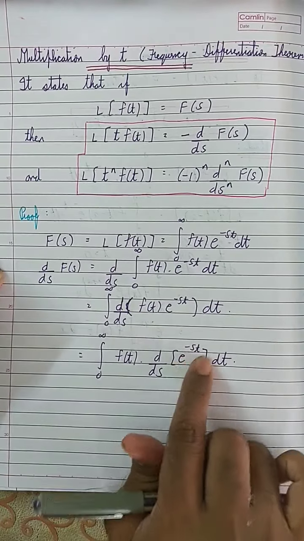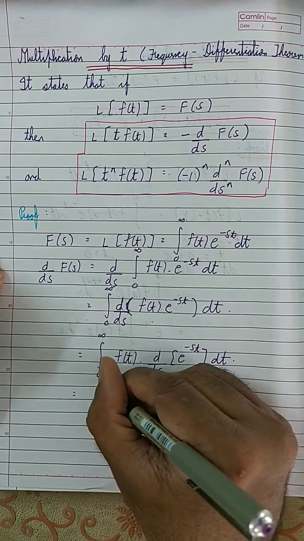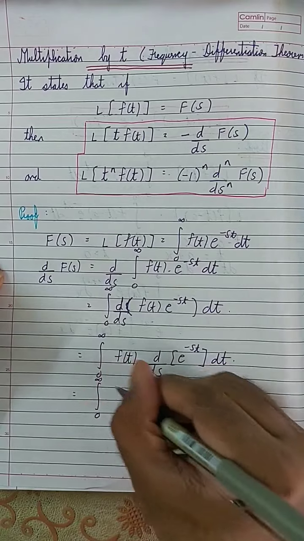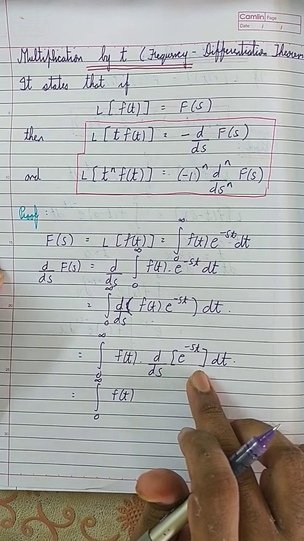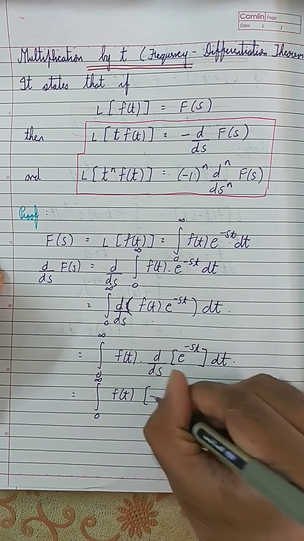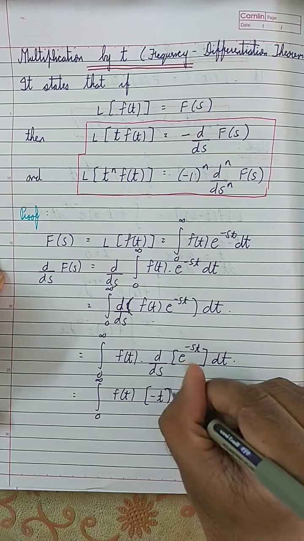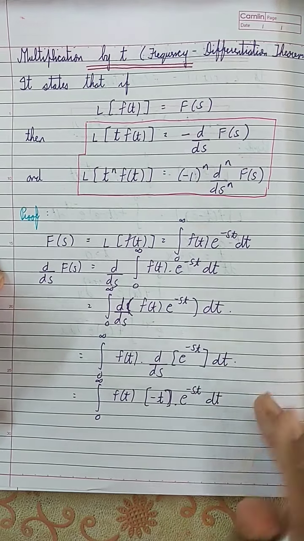So all you need to do is simply derive this with respect to s. So this will become the integral from 0 to infinity of f of t, and the differentiation of e raised to minus st with respect to s is nothing but minus t, right? Minus t into e raised to minus st dt, right?